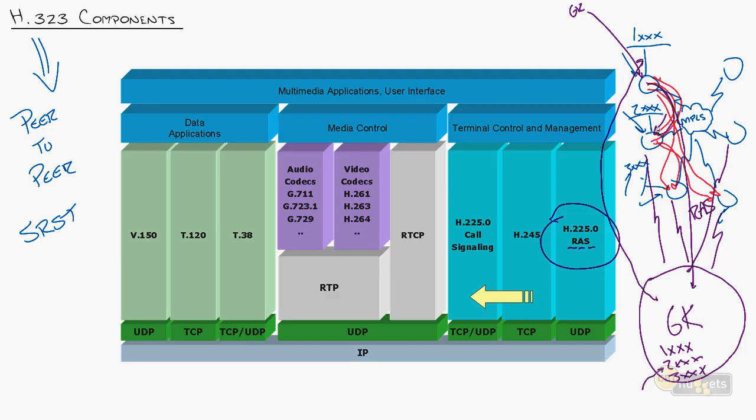One major function, registration, admission, and status of that protocol. That's one major function of the gatekeeper. Another major function of the gatekeeper is bandwidth control.